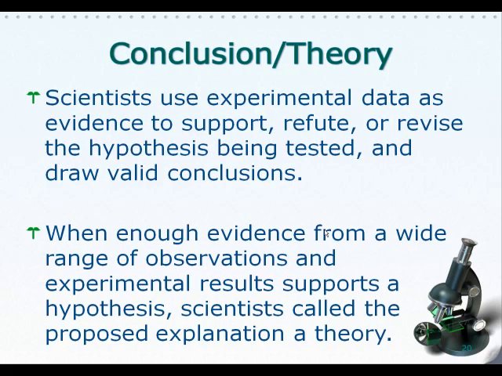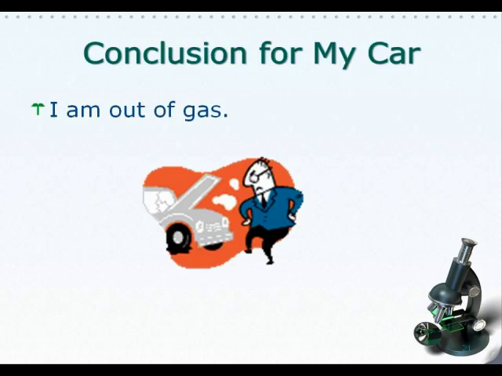Conclusion or theory. Scientists use experimental data as evidence to support, refute, or revise the hypothesis being tested and draw valid conclusions. When enough evidence from a wide range of observations and experimental results supports a hypothesis, scientists call the proposed explanation a theory. My conclusion for my car, based on my experiment and recording my data: I am out of gas.